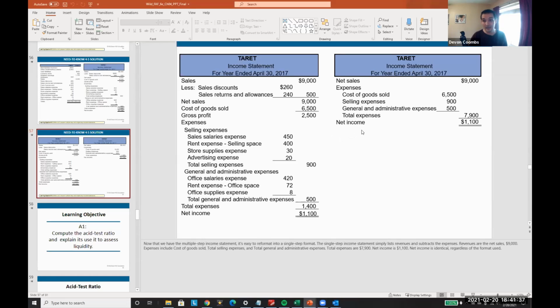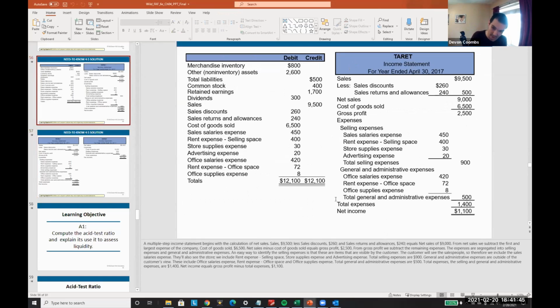So on a company's financial statements, you might see a single step on their income statement. And then in the notes of the financial statement, they'll break out all of this detail.